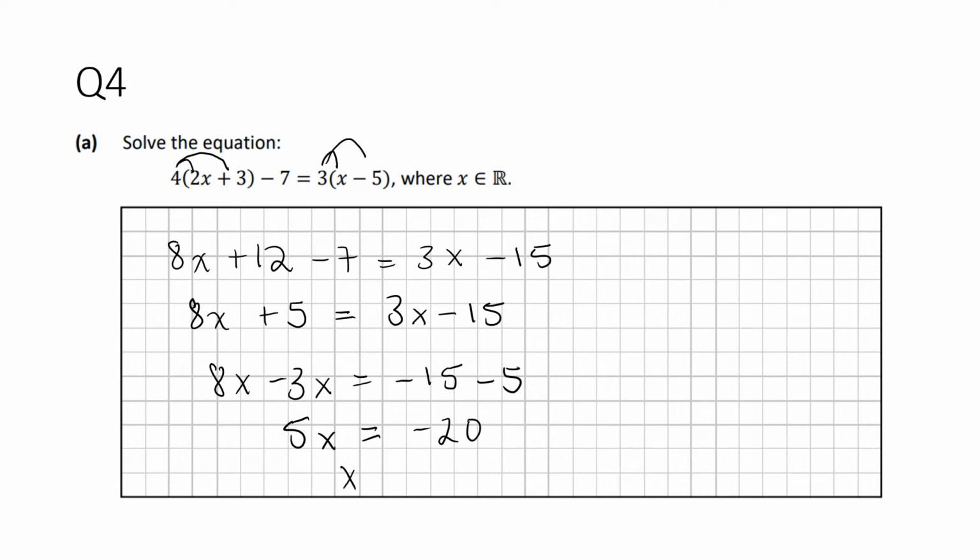Put that into your calculator if you're not sure. And then 5 times that number gives you minus 20. So do the opposite, divide it by 5, and you get x is equal to minus 4. So that is your final answer.